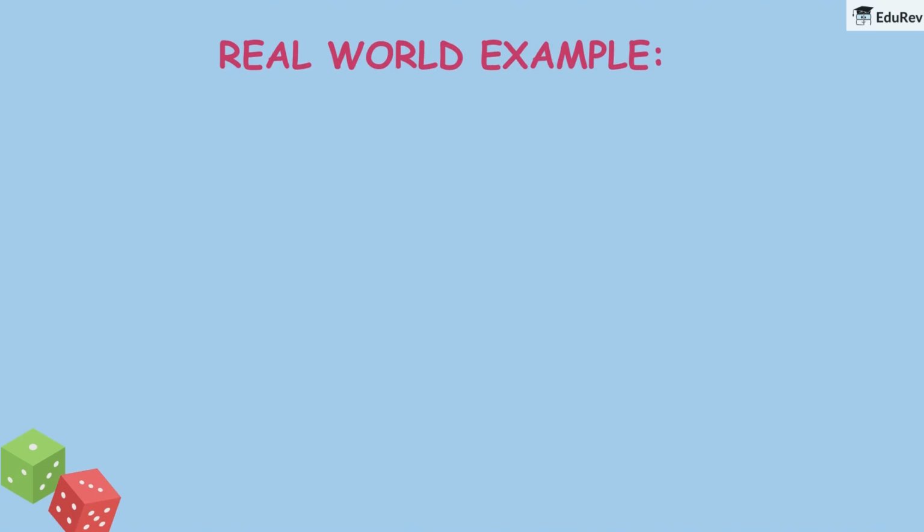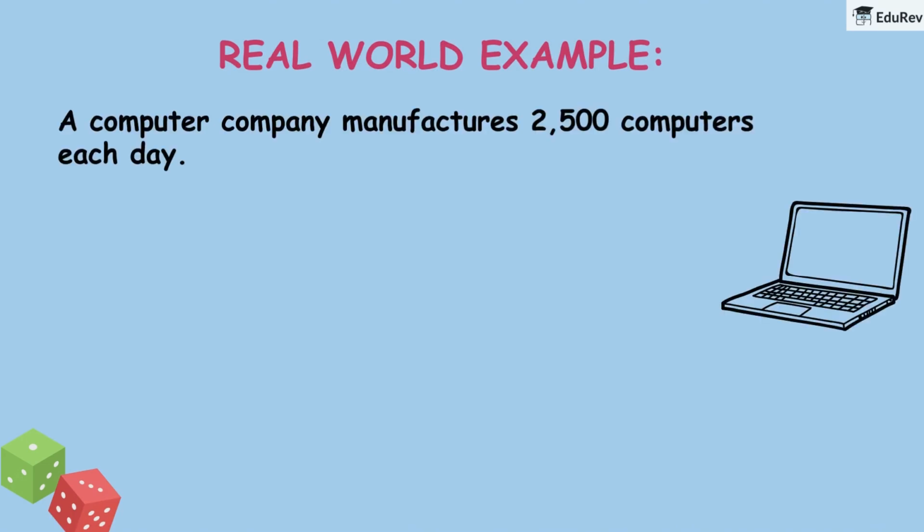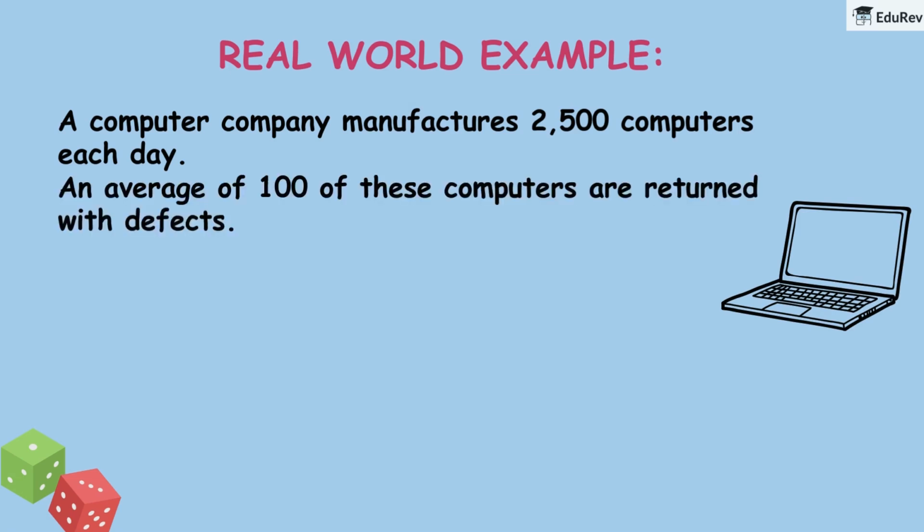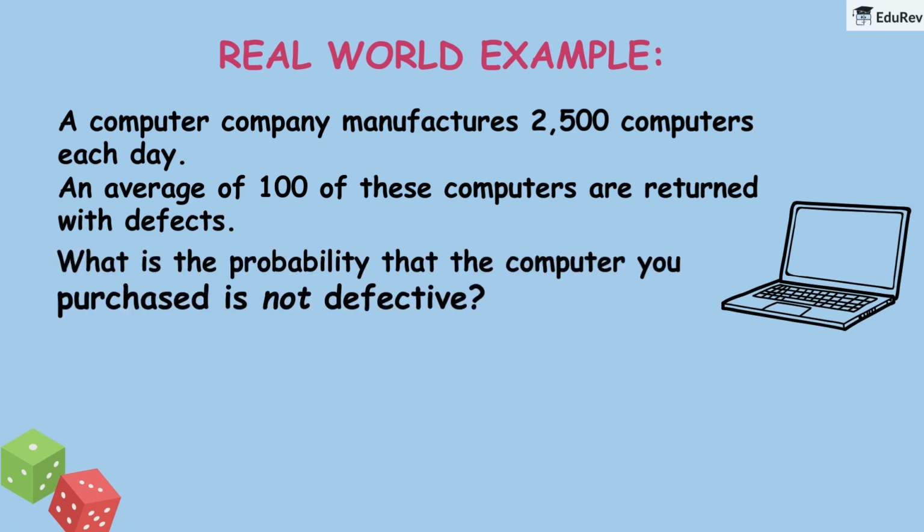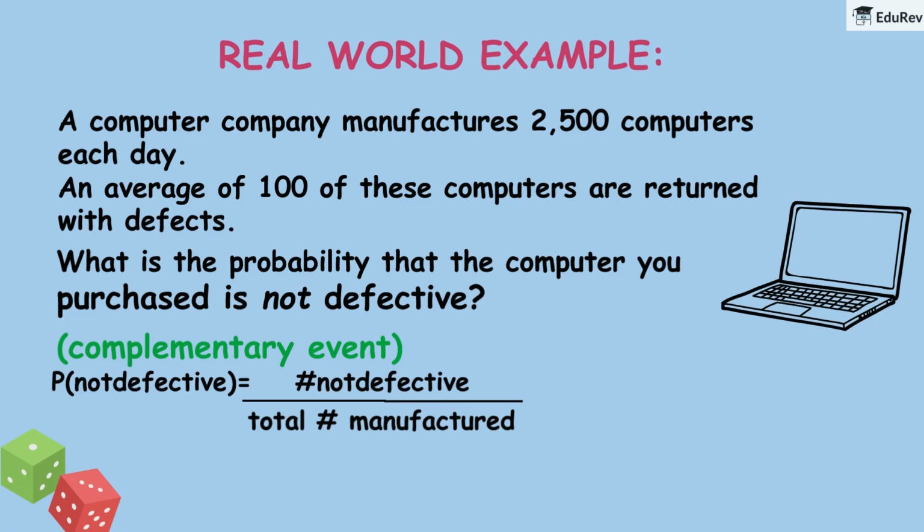Let's explore a real world example. A computer company manufactures 2,500 computers each day. An average of 100 of these computers are returned with defects. What is the probability that the computer you purchased is not defective? This is a complementary event. The probability of a computer being not defective is calculated as follows. P of not defective equals not defective divided by total manufactured, which equals 2,400 divided by 2,500, giving us 0.96.